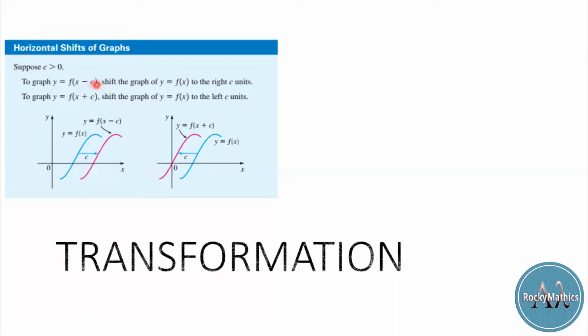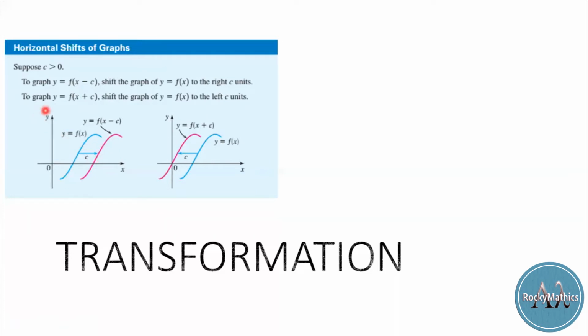So the illustration of this rule is this one. Suppose this is the graph of y = f(x), then the graph of y = f(x - c) is this one, the pink one. We only shift this graph to this location here, c units to the right.